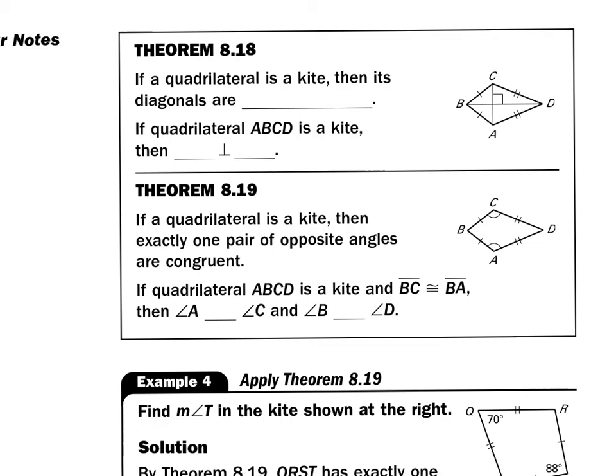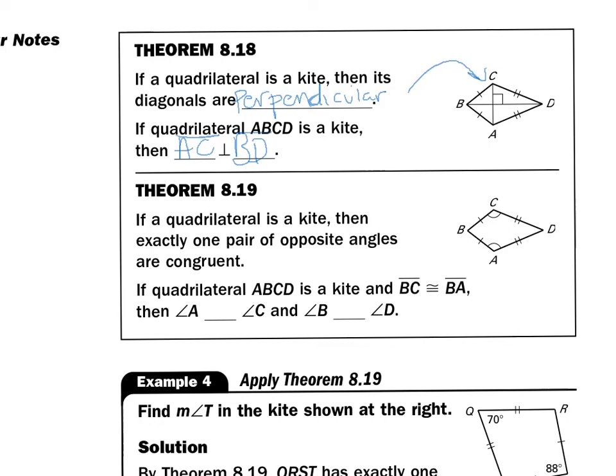Theorem 8.18. If a quadrilateral is a kite, then its diagonals are perpendicular. Which means that they make a right angle inside of it. So if this is a kite, then AC is perpendicular to BD.